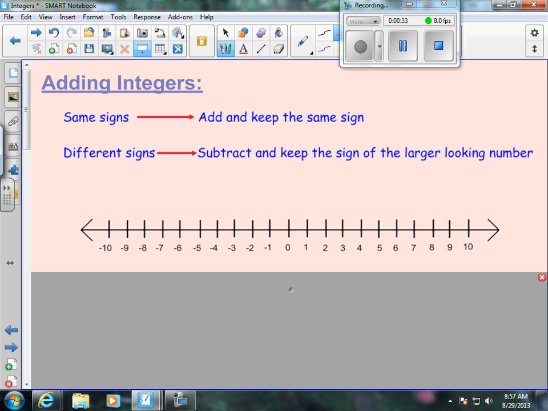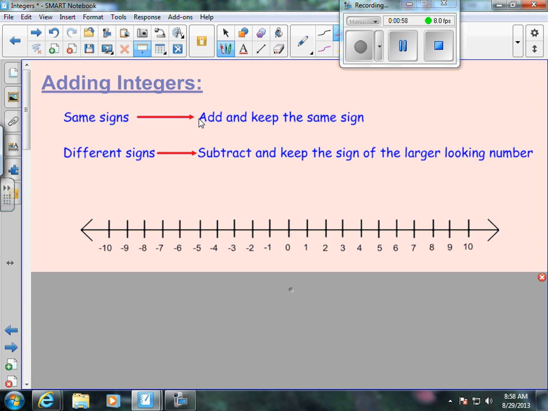For example, -6 plus -3. They both have a negative, so we are going to go ahead and add them and keep it negative. So the answer would be -9. Same thing's true if they had both been positive. We would go ahead and add them, and it would be a +9.